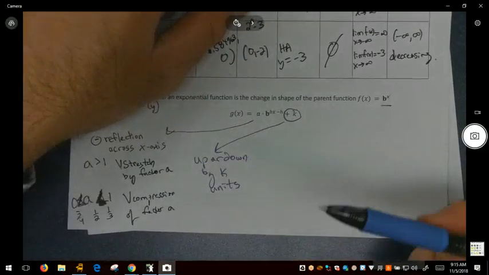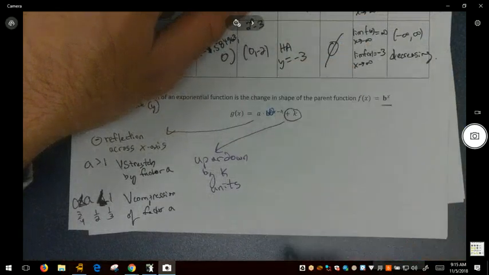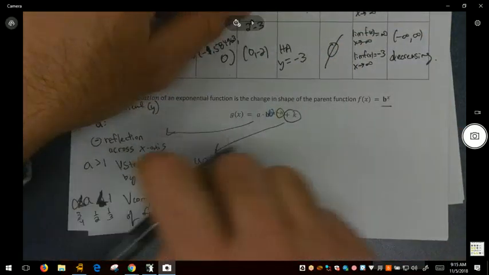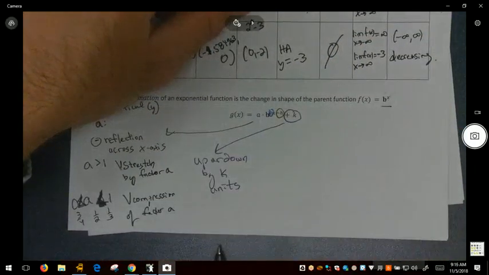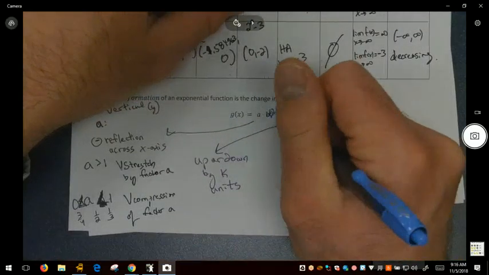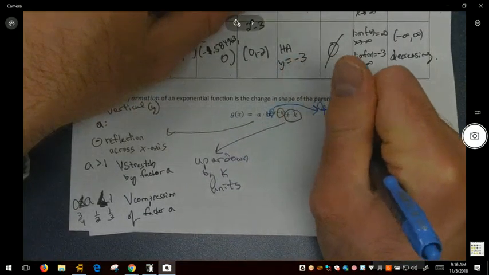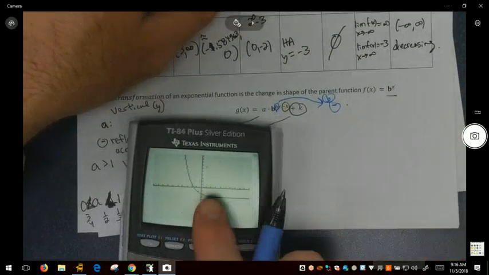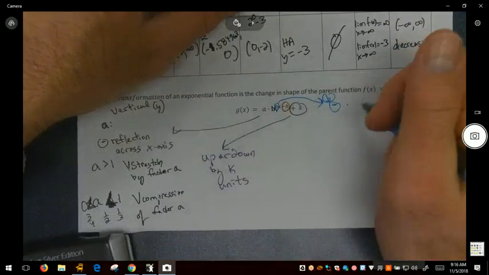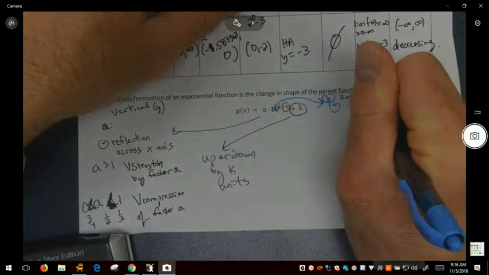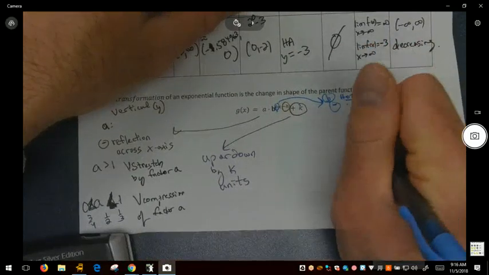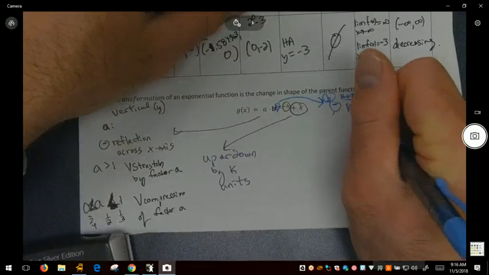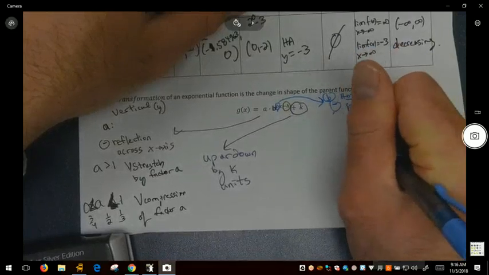Our next one is a little trickier. We have this little b next to x, and our next one is little h, minus h. If b is negative, then it is a reflection across the y-axis. It's considered horizontal because it moved from the right to the left. So these are horizontal translations. The negative on b means that it is a reflection across the y-axis.